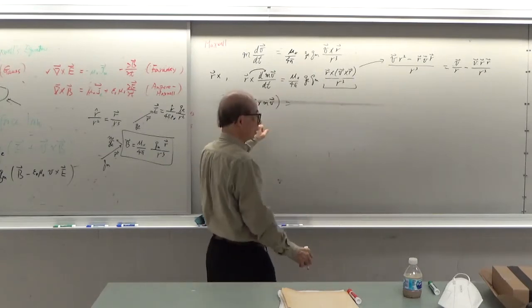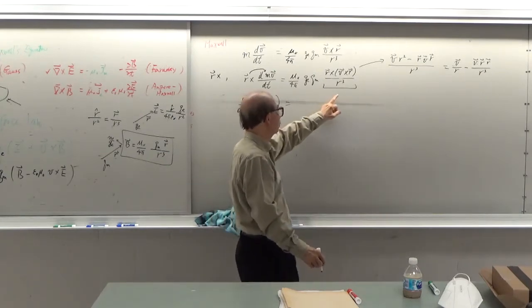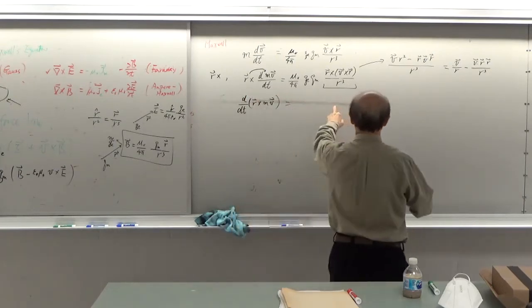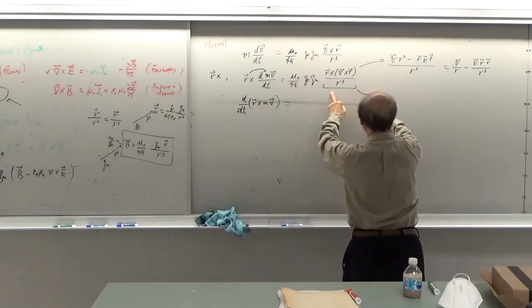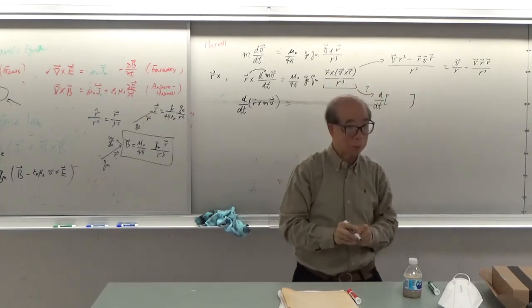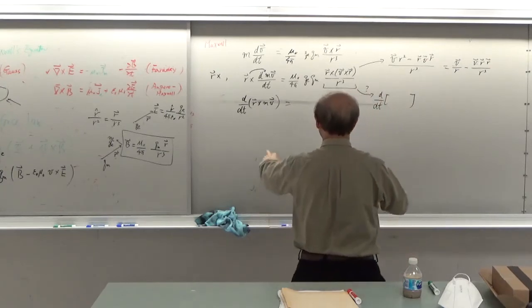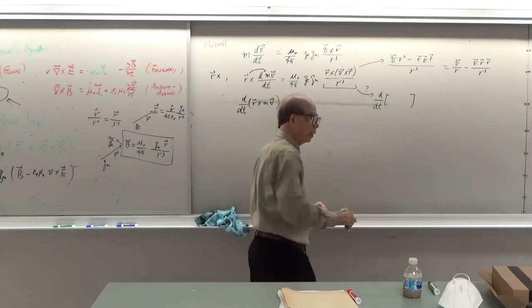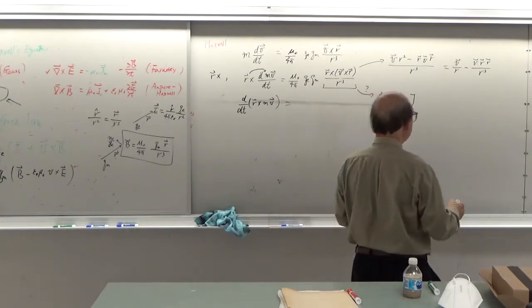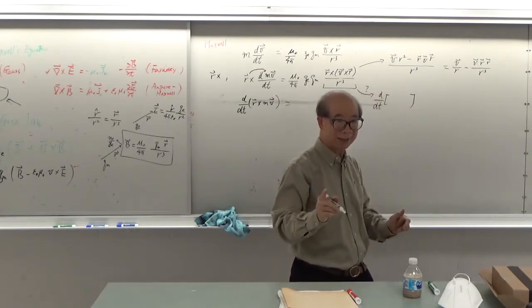Here the left-hand side is a total derivative. We wonder if the right-hand side is also a total derivative. So, could this be equal to d/dt of something? If it was so, it would be nice. Then both sides involve a total derivative with respect to time. And the answer turns out to be yes. Let me show you.